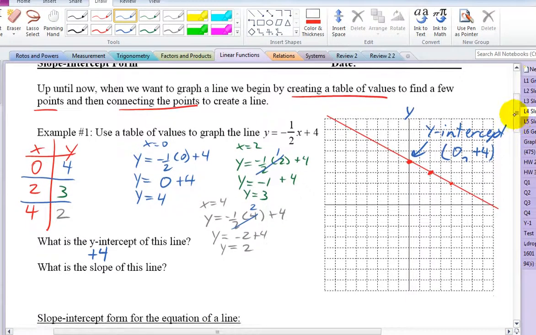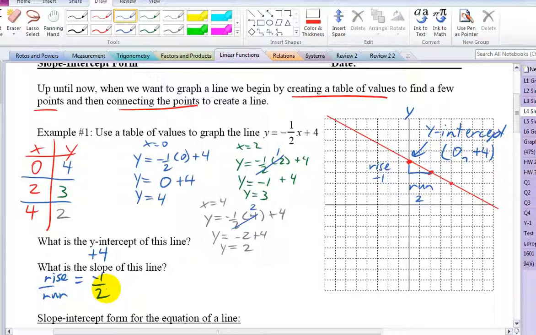Okay. Now it says, what's the slope of the line? So find 2 points right here. They're exactly on the line. Find your rise, which is negative 1, and your run, which is 2. Okay. So your run is 2. So your slope, rise over run, so it's negative 1 over 2. All right.